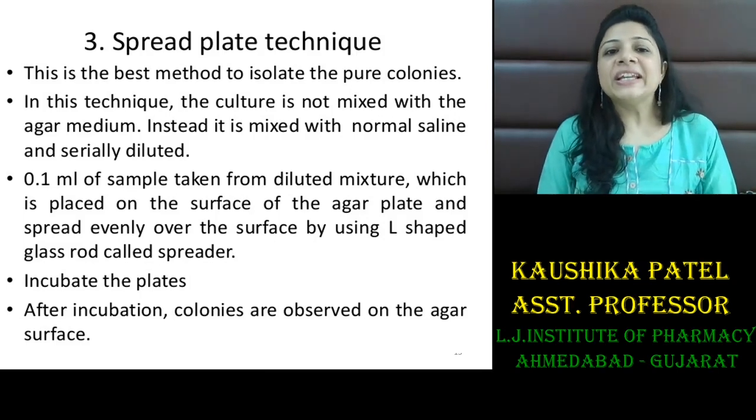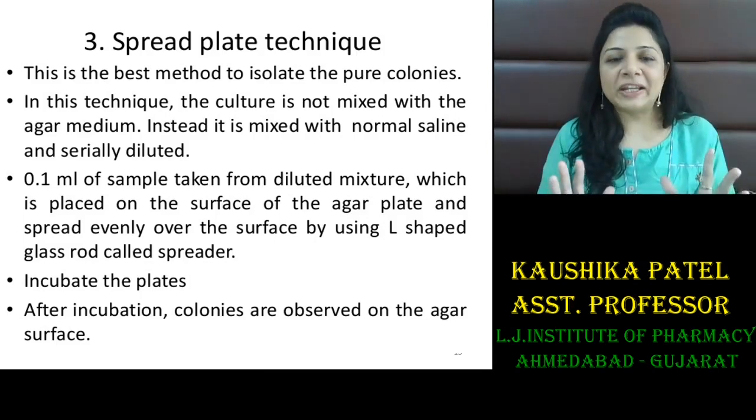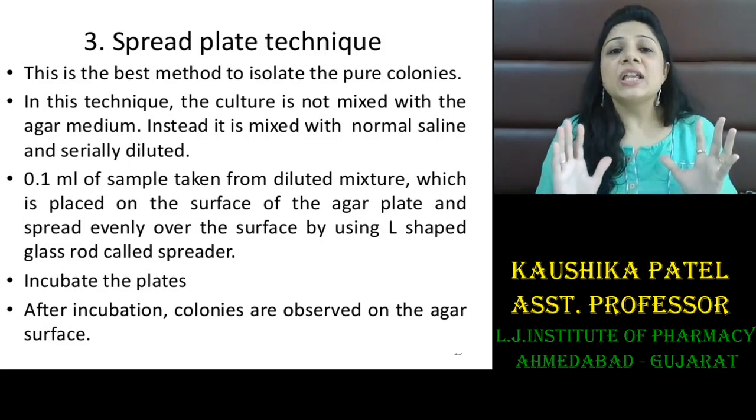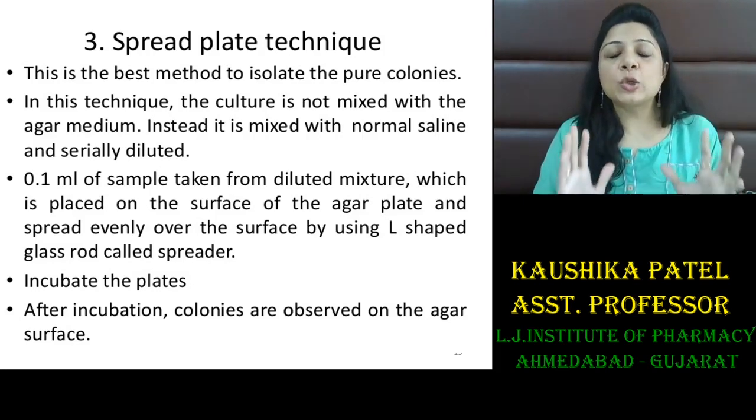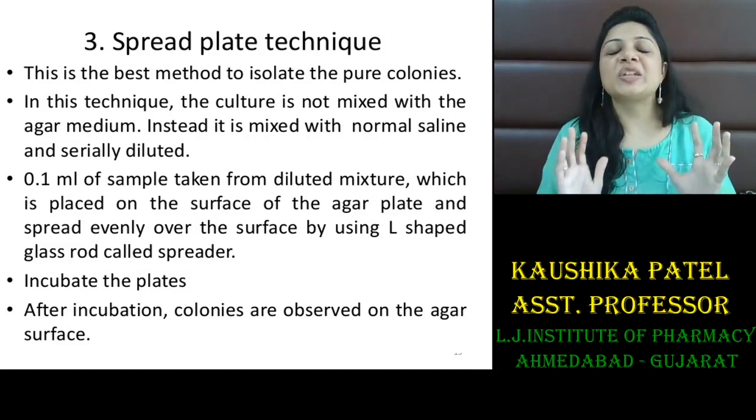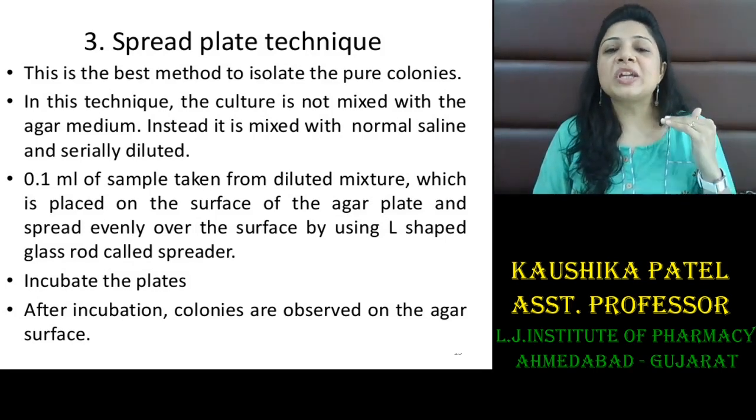Spread plate method. In this technique, you have to spread the culture on the petri plate by using a sterile glass spreader. This is the best method because you will get only the surface colonies which can be counted very well. The sample is to be suitably diluted up to 10 raised to 8 times.